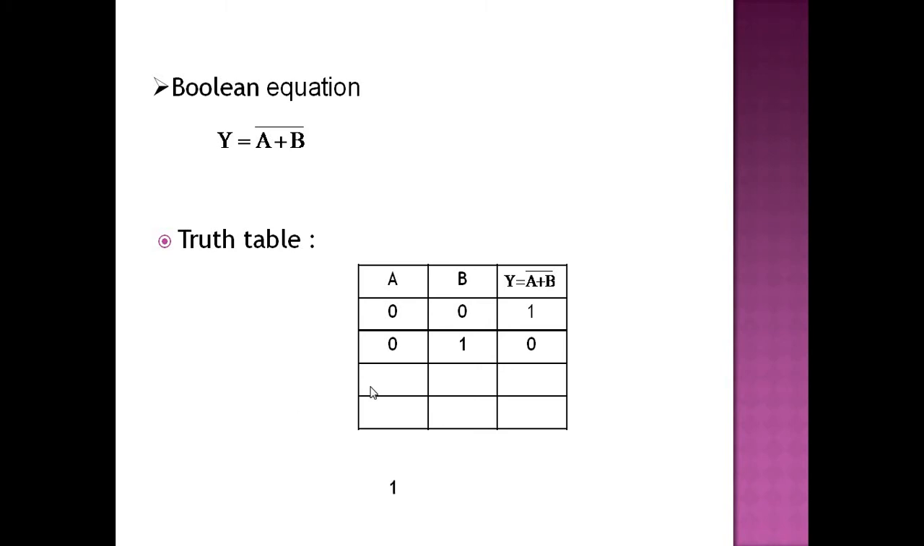Again we apply A equal to 1, B equal to 0. 1 plus 0 becomes 1. So the output Y has the complement of 1, so it becomes 0. Again we apply A equal to 1, B equal to 1. 1 plus 1 becomes 1, and now the output Y becomes 0. So in this way we get the truth table for NOR gate.